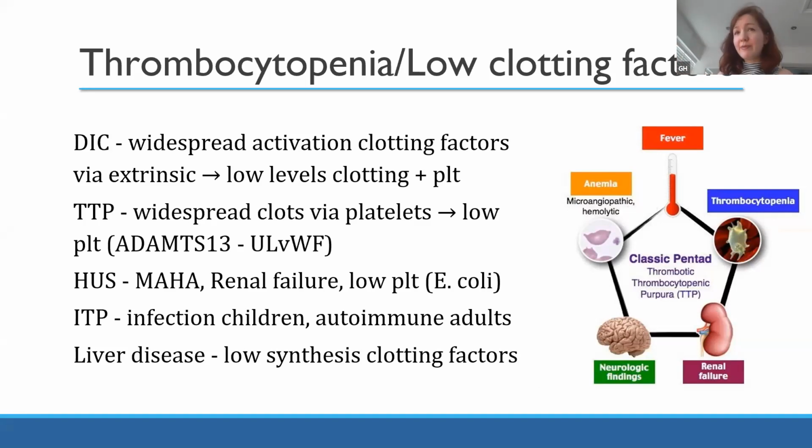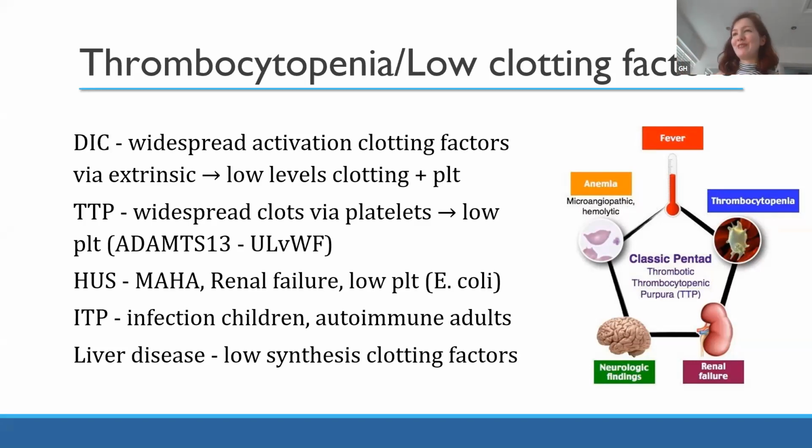HUS, which is hemolytic uremic syndrome, is the one, you know, that you find out in peds where it's caused by the E. coli infection, and it tends to be children who get thrombocytopenia, renal failure, and MAHA. So they don't get the fever or the neurological findings. So as I said, classically TTP, you get that pentad. That's what I'm hoping you would get in your exam questions.